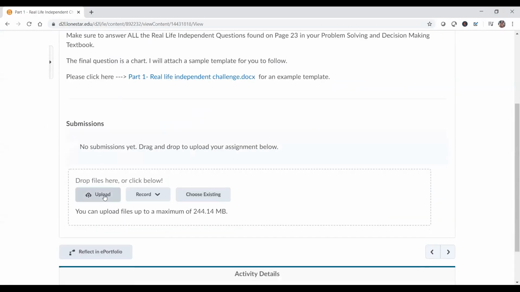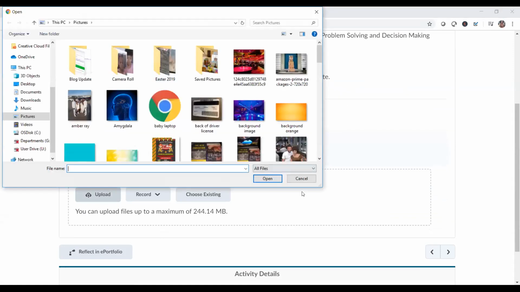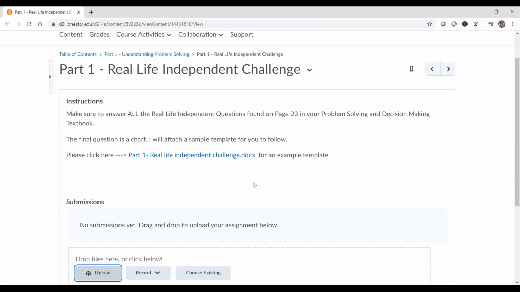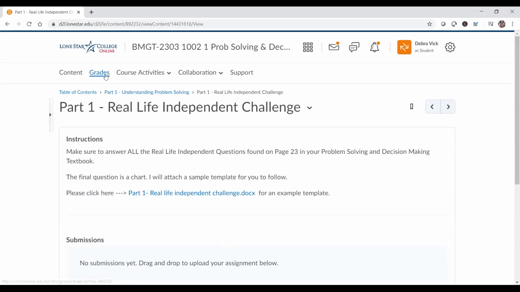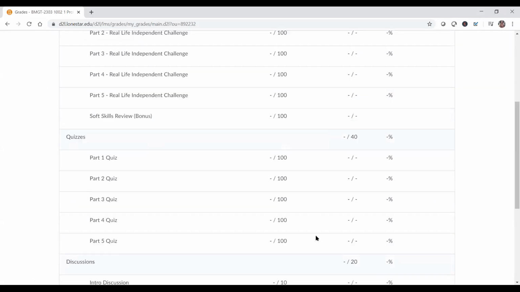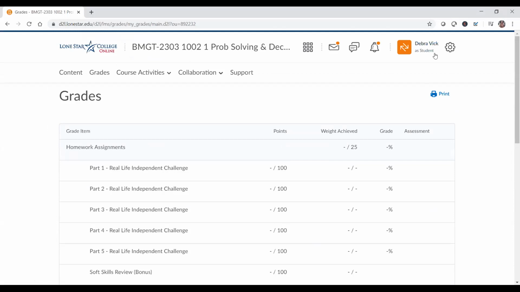and there is a way to upload right here. Click upload. And find what you want. And that is it. Once you're done with that, you have submitted your assignment and you can go into your grade book and you'll see a submission for that assignment. And that is it.